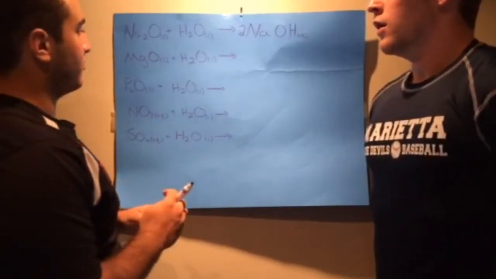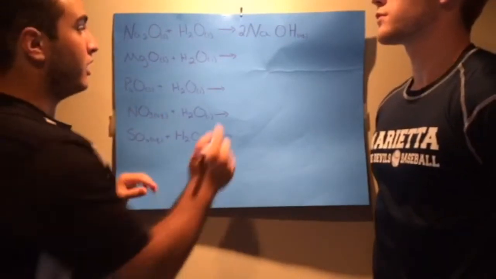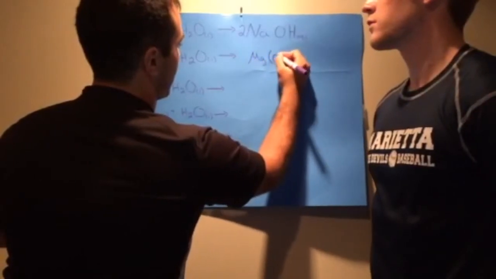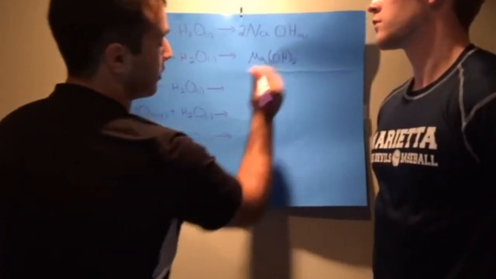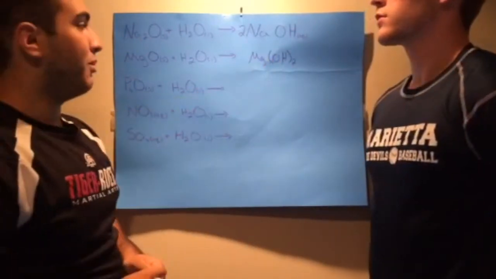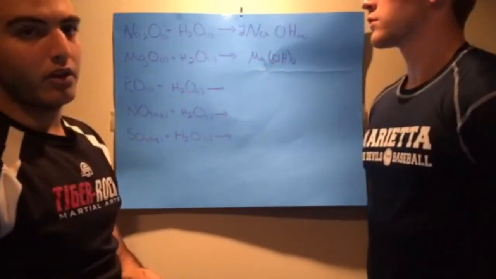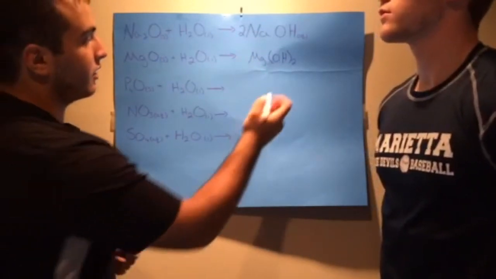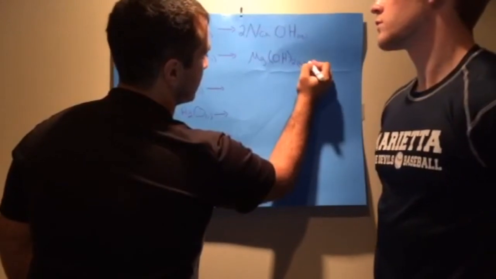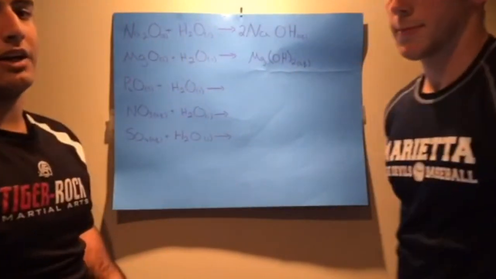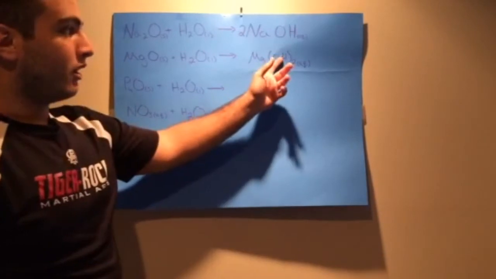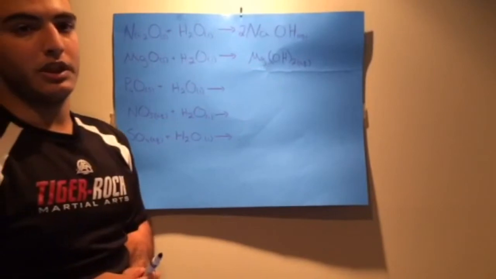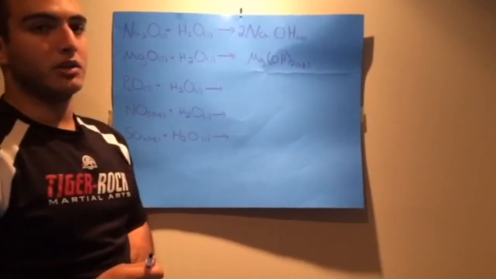For magnesium oxide's reaction with water, we're going to get magnesium hydroxide, and there's going to be a 2. Since hydroxide is a polyatomic ion, this 2 is distributed to both of them instead of giving them each 2. For this one, we're also going to get an aqueous solution, and it's also going to be basic because basic solutions are defined as having an OH, and OH determines their basic levels. This is also going to increase in its pH, and it's going to be another basic solution.